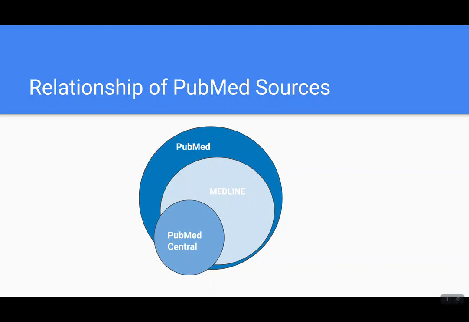Here is a graphic illustrating the relationship of PubMed to Medline and PubMed Central. Again, you can see that Medline is the major source for PubMed citations. Incidentally, if you want, you can limit your PubMed search to show only Medline citations by using the Medical Subject Headings controlled vocabulary, or by using the journal categories Medline filter.